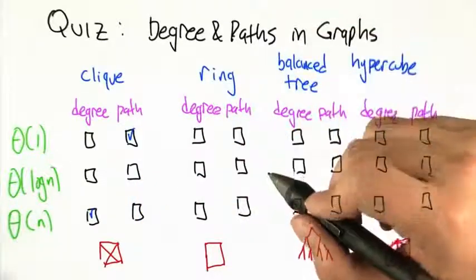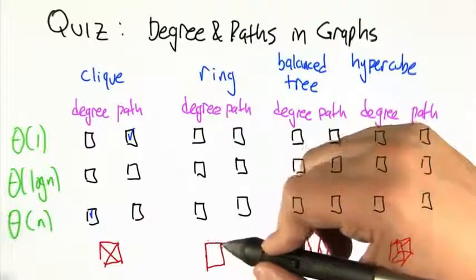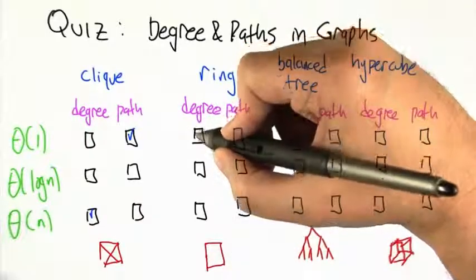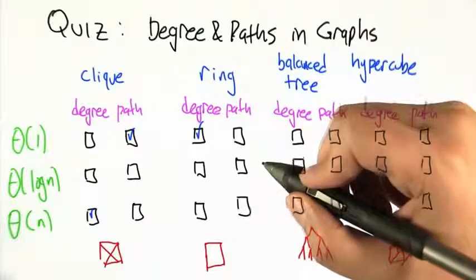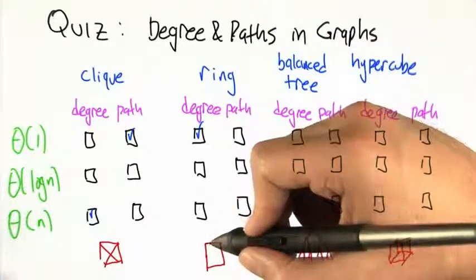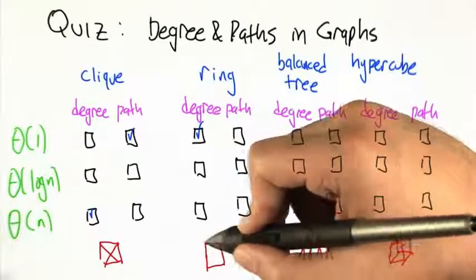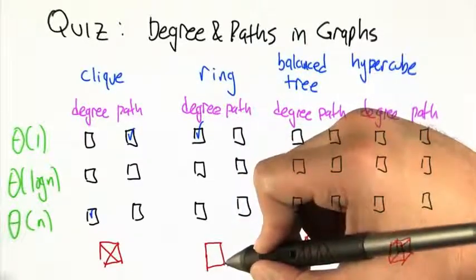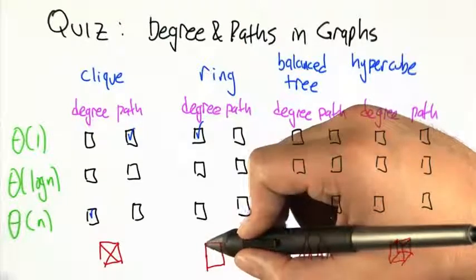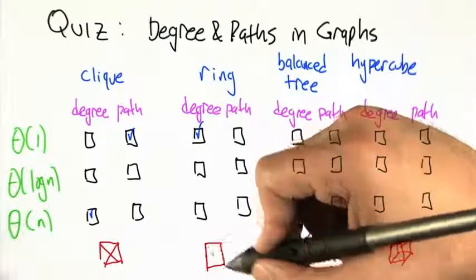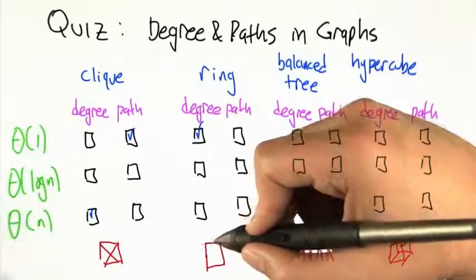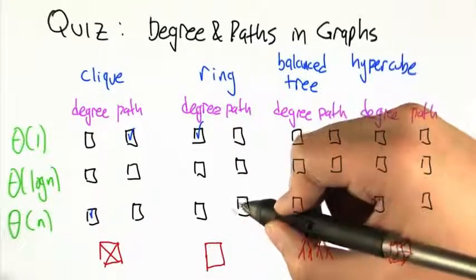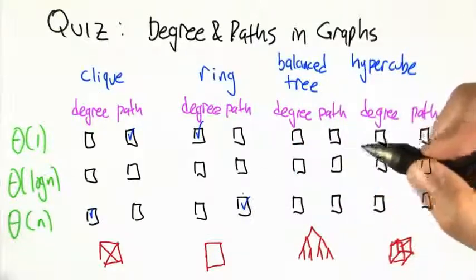All right, next let's think about a ring. What happens in a ring? Well, the degree in a ring is always 2. All the nodes have degree 2, so it's a constant degree. But what about path length? What's the longest path length in a ring? Well, some of the nodes are really nearby, but some of them you have to go all the way to the other side to get to, and that could be as big as the number of nodes n divided by 2 because it's the opposite side. After you get further and further, you start to get closer again. So the path length is actually linear in this case.